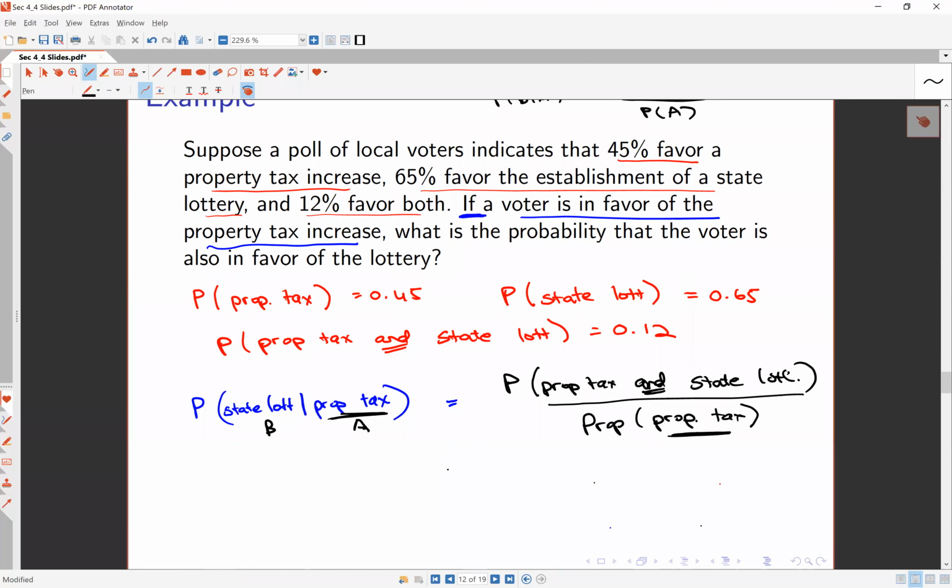And let's plug in these numbers. The probability that they favor both is 0.12. The probability that they only favor a property tax increase is 0.45. And so we could express this as 12 over 45, and you could go and simplify that fraction. Or we can express it as a decimal rounded to 4 places, 0.2667. There we go.